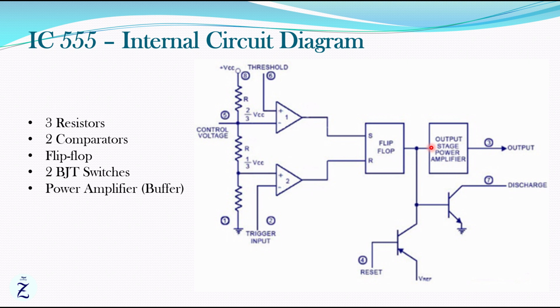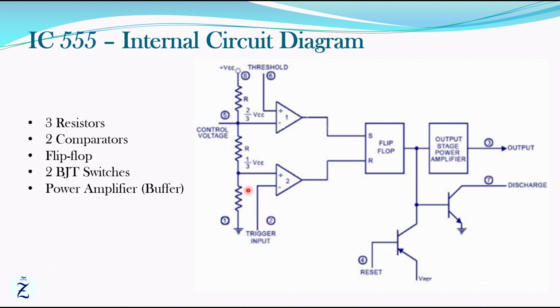Here is the internal circuit diagram of IC555. Inside the IC we have several components. It has 3 resistors, 2 comparators, an RS flip-flop, a buffer and 2 BJT switches. Let us look at the connections. This is the ground and we have VCC here. These comparators won't draw any current through this link.